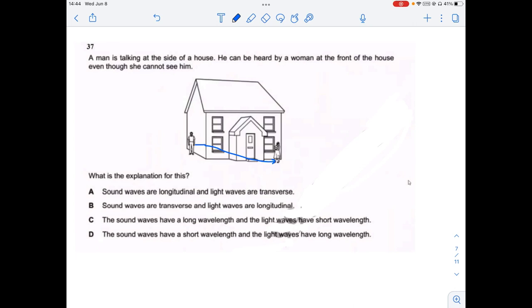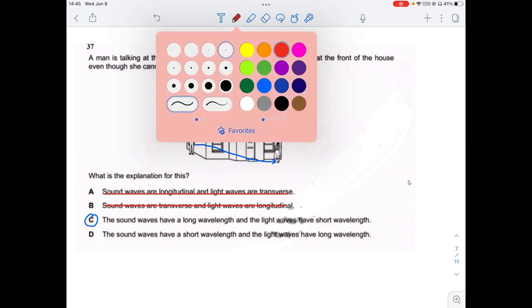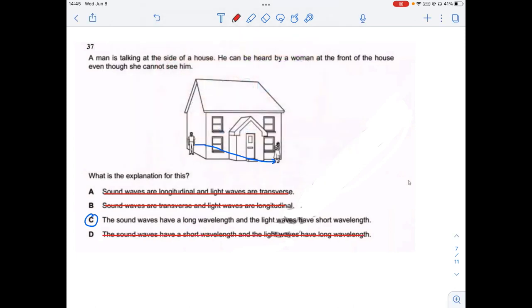So what should be the option? Sound waves are longitudinal waves and light waves are transverse. That is a property, but it is not relevant over here. The relevant property has something to do with diffraction or wavelength, not with the nature of the waves. So though it is correct, it is not relevant to this question. Sound waves are transverse and light waves are longitudinal: that is totally wrong, it is the other way around. Sound waves have a long wavelength and light waves have a short wavelength: yes, that's going to be the answer. And sound waves have short wavelength: if they had short wavelength, they could not be diffracted, so she could not hear either. So option D is also a wrong answer. So option C is going to be the answer.